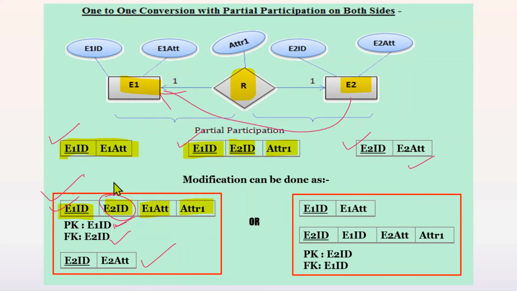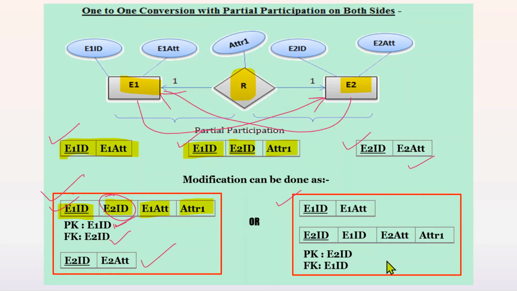This is the first option, and the second option is if we are adding E1's primary key to E2. In that case, as we are adding E1's primary key to E2, E1's table will be the same. So here we have the same table as E1 with E1 ID and all the attributes of E1, and then E2's table.